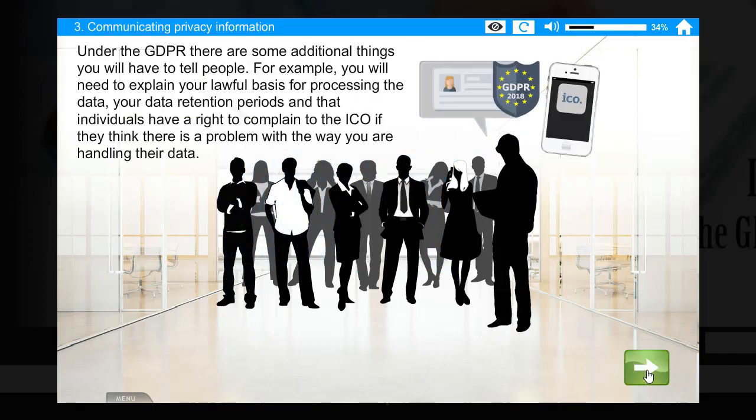Under the GDPR, there are some additional things that you have to tell people. For example, you will need to explain your lawful basis for processing the data, your data retention periods, and that individuals have a right to complain to the ICO if they think there is a problem with the way you are handling their data.